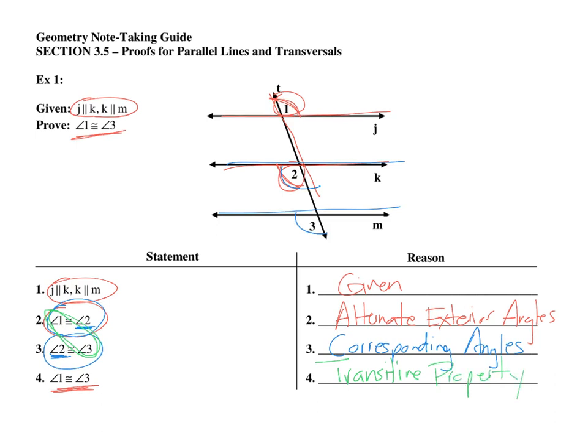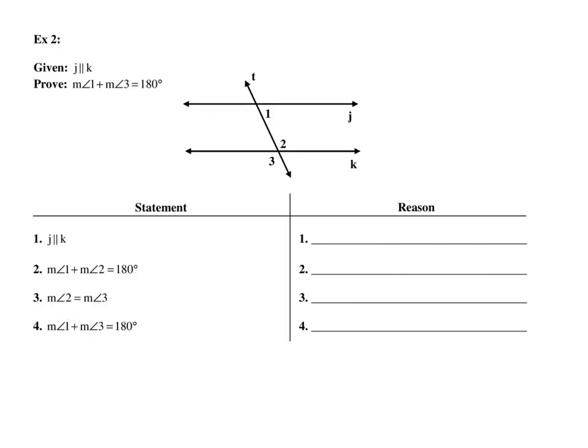Let's do another example. All right, they give me this. I have to prove this. All right, where did this come from? That was given. Where did the next statement come from? Well, I know J and K are parallel. This is my transversal. What's the relationship between 1 and 2?